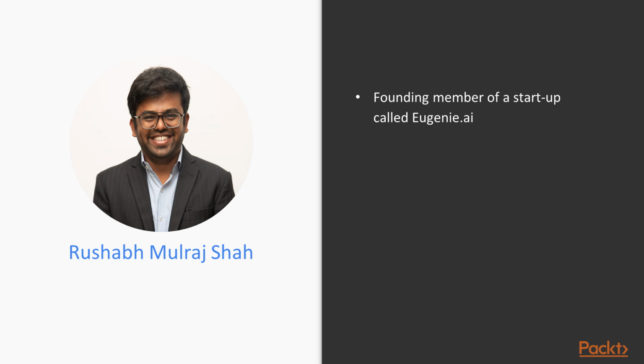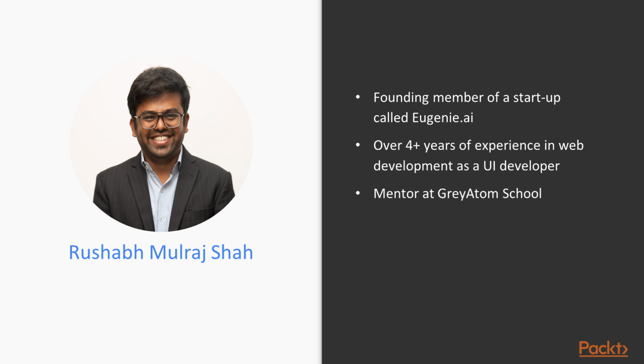I'm currently one of the founding members and a UI developer of an exciting startup called Eugenie.ai in Mumbai. I have close to 4.5 years of experience in the web development industry, where I work with some prominent clients like EY, P&G, Colgate Palmolive, Indian Navy, amongst many others. I'm also a mentor slash curator at Grey Atom School, where I teach undergrads and industry beginners the ropes of front end web development. I'm super passionate about the latest in web tech, football, and writing.